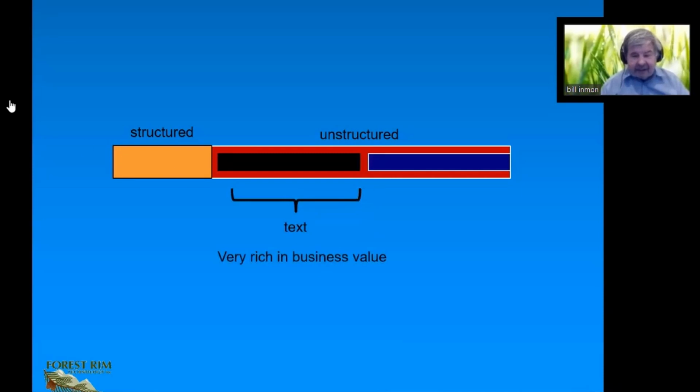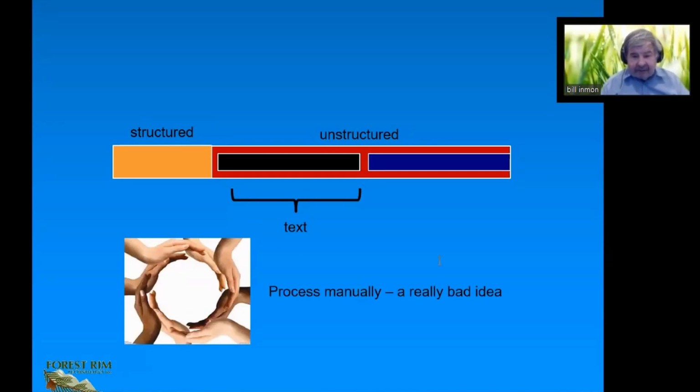So when we take a look at the world of unstructured data, what we find is that a big portion of unstructured data is something that is called text. What is text? It's what people write or talk. When people are writing or talking, they're using text. And the thing about the text is, it's very rich in business value. So when we look at all of the data in the corporation, this is what we find.